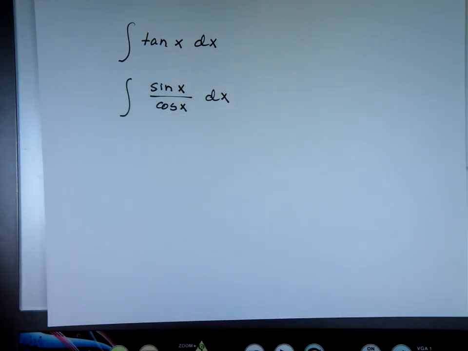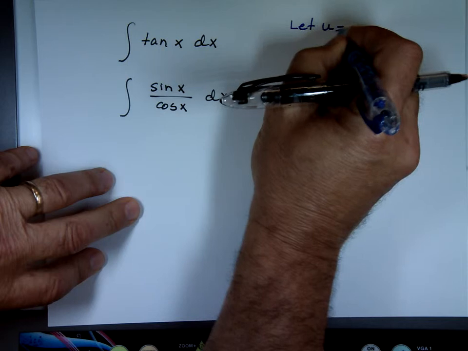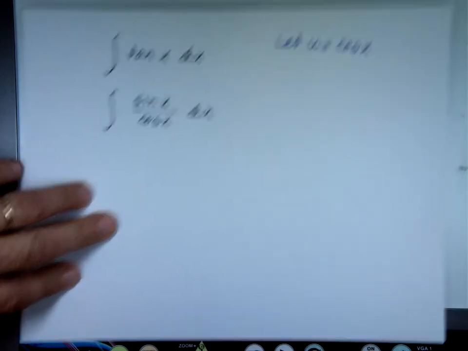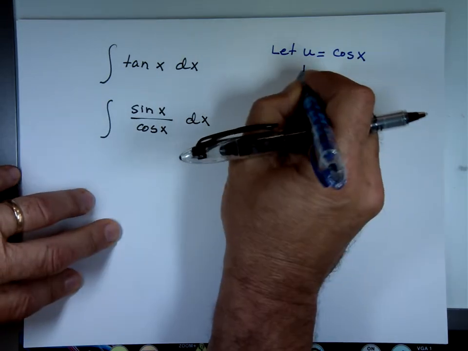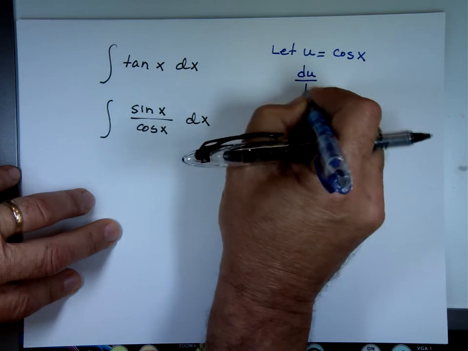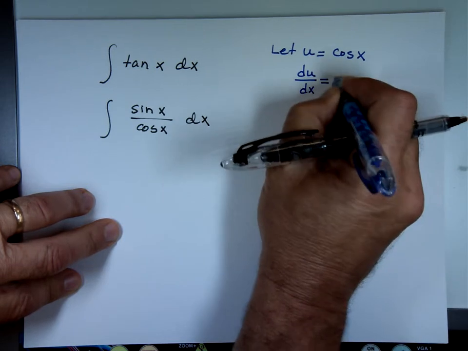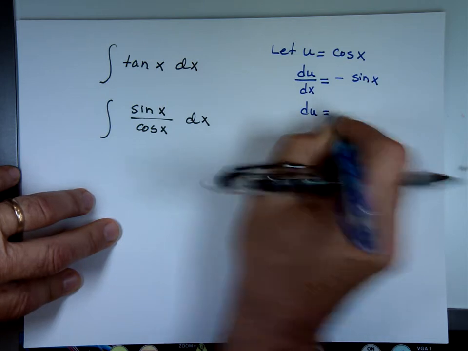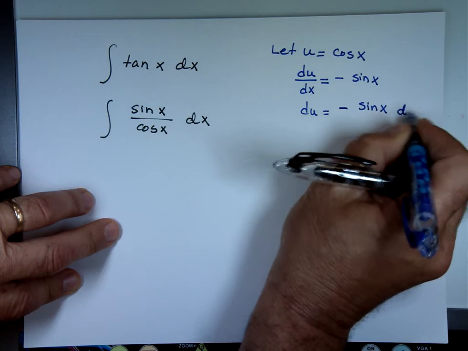The reason, we're going to use u-substitution. If I let u equal the bottom, u equals cosine x. What is the derivative of that? What's du dx? Negative sine x, right? Yeah. So what's du? Negative sine x dx.